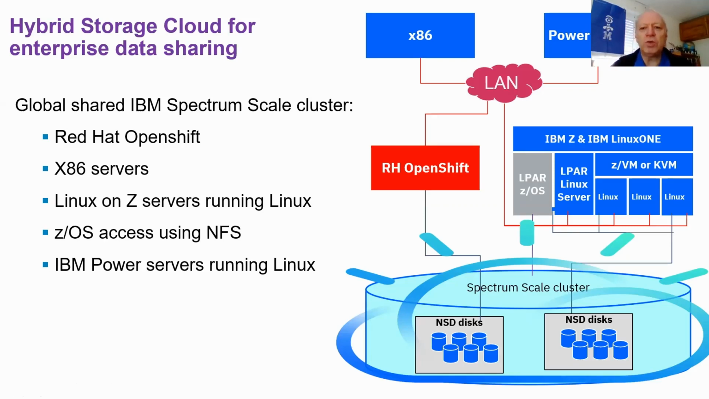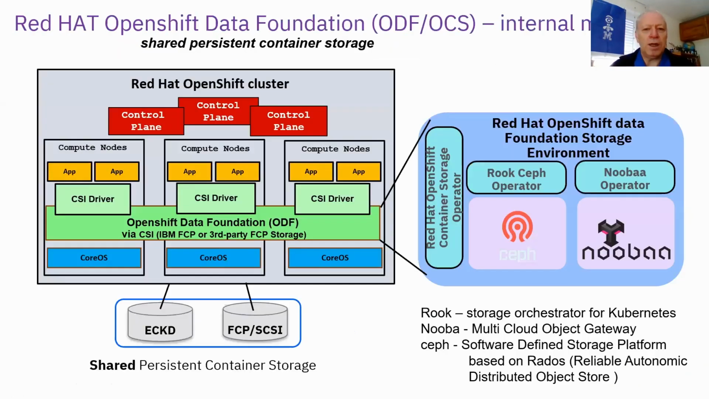For OpenShift, you can introduce it. Another capability that you have is Red Hat OpenShift Data Foundation. This was called previously OpenShift Container Storage. And the OpenShift Data Foundation, as the new name, is a shared persistent container storage. So basically, you can have your ECKD or SCSI disks that you have today, your DASD if you want, attached to Z, and then install the software for OpenShift Data Foundation.